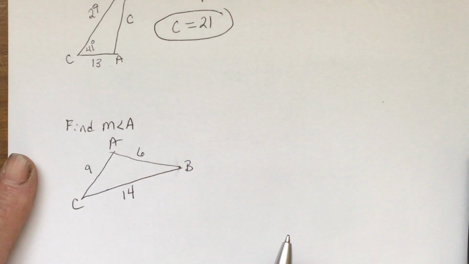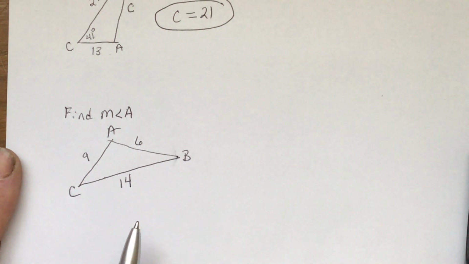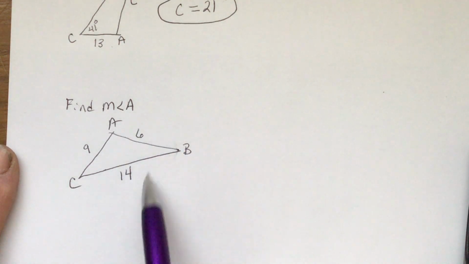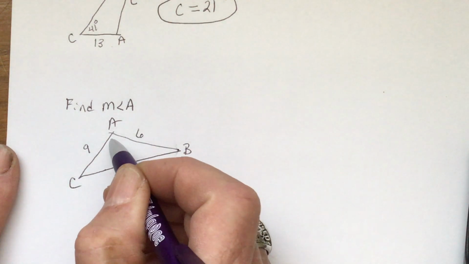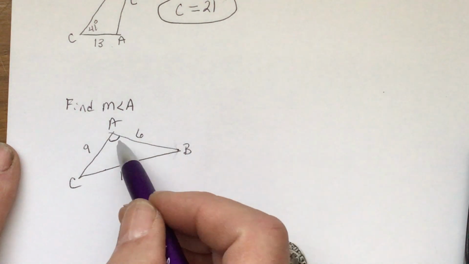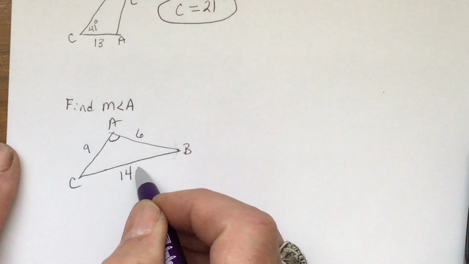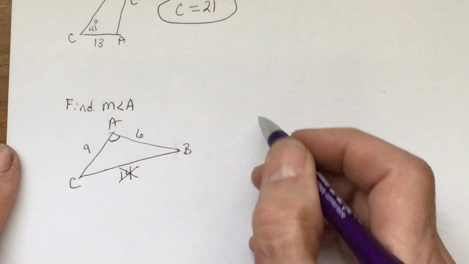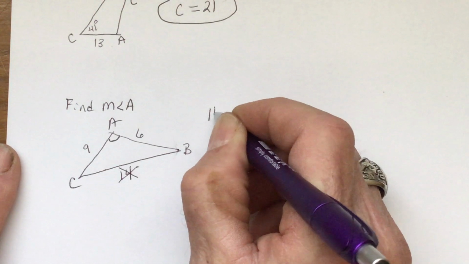All right, but what if we need to solve for an angle? Can we use the law of cosines? And the answer is yes, we can. We start out the same way. Find the measure of angle A. Well, here's angle A. Okay. Angle A corresponds to this side over here, so I'm going to mark that out. Actually, we're not going to mark it out. That's what we're going to start our equation with.